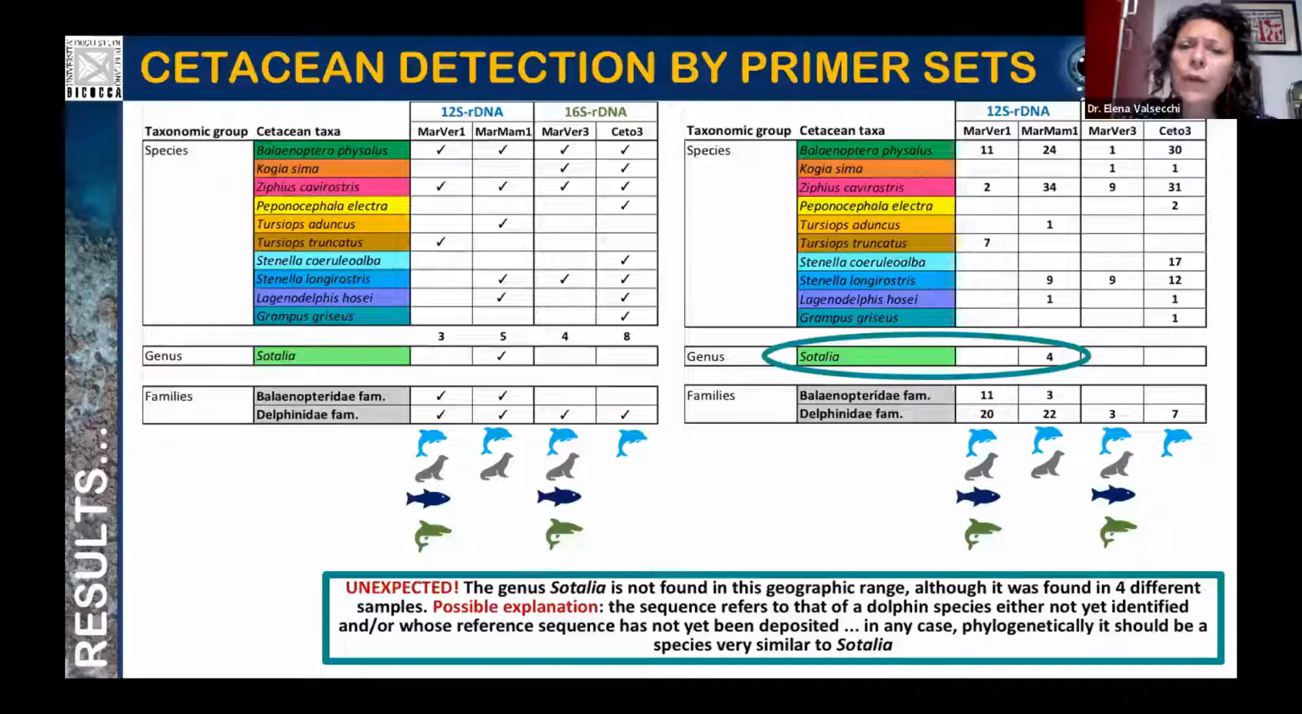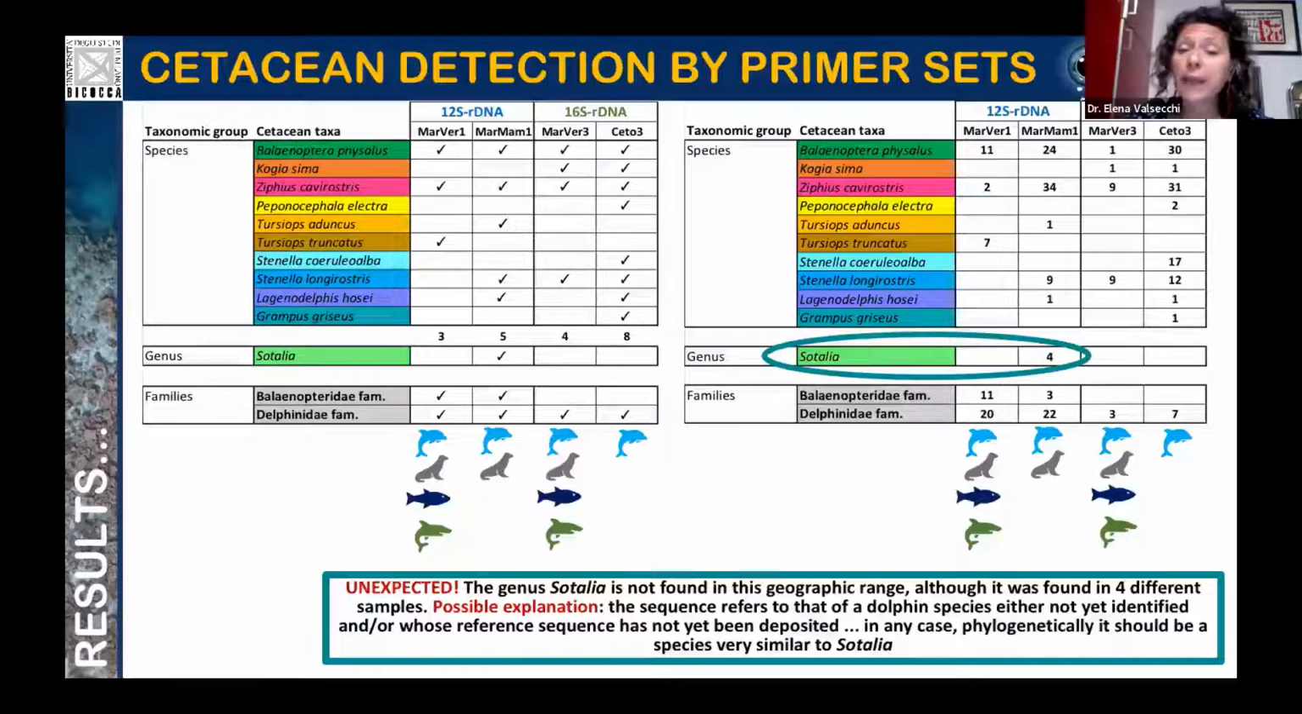However, there are also some unexpected results. For instance, we find, and actually not in one but in 4 samples, sequences which were annotated as belonging to the genus Sotalia. This is very strange because Sotalia is present with 2 species, but they should not be around this area. So here I'm asking the experts in Maldivian cetaceans what the case can be.